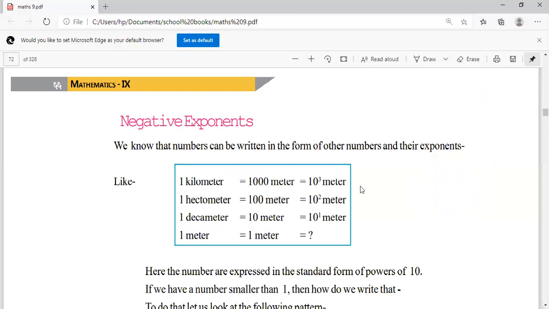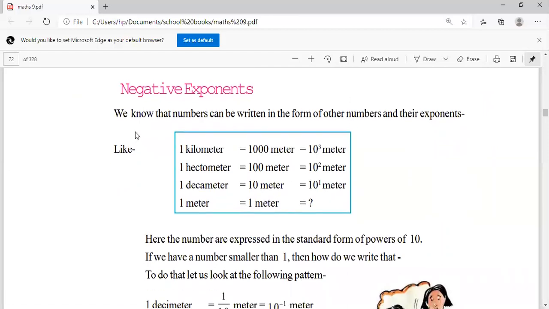Next part, what you have to know is, see here it is written, we know that numbers can be written in the form of other numbers and their exponents. You have learned these formulas before, at least from class 3: 1 kilometer is equal to 1000 meter, 1 hectometer is equal to 100 meter, 1 decameter is equal to 10 meter, 1 meter is equal to 1 meter. So you can write this formula in exponential form also.